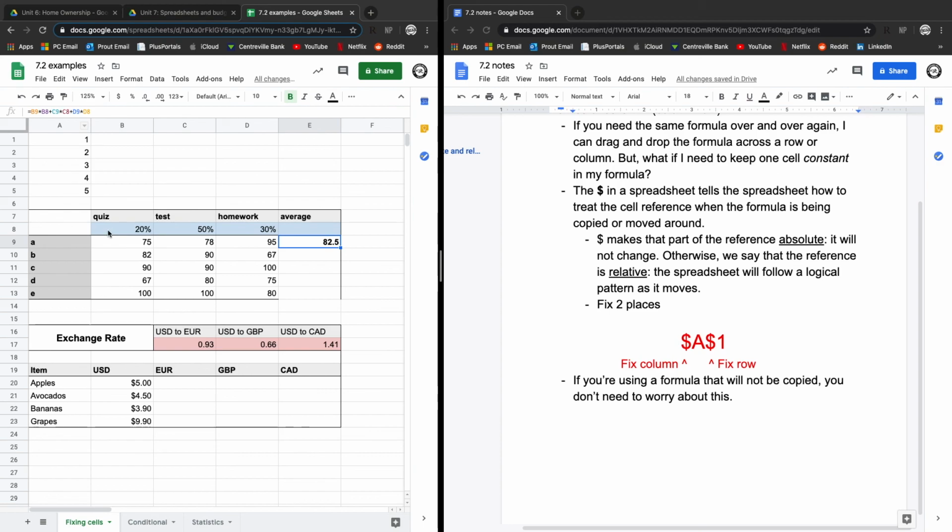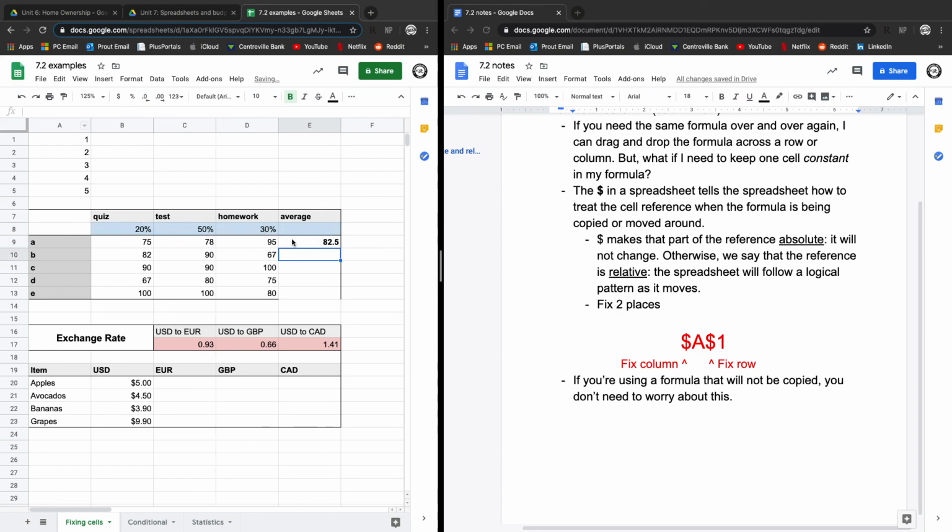So I need to fix these three cells. So I'm going to fix B8 and C8 and D8, and I do that by adding dollar signs so that way they don't move, right? I fixed the row and the column, so the cell's not moving anywhere.